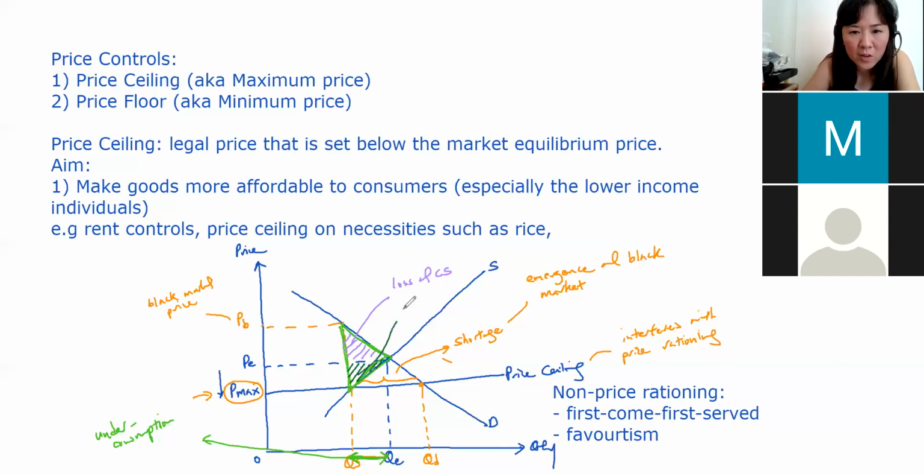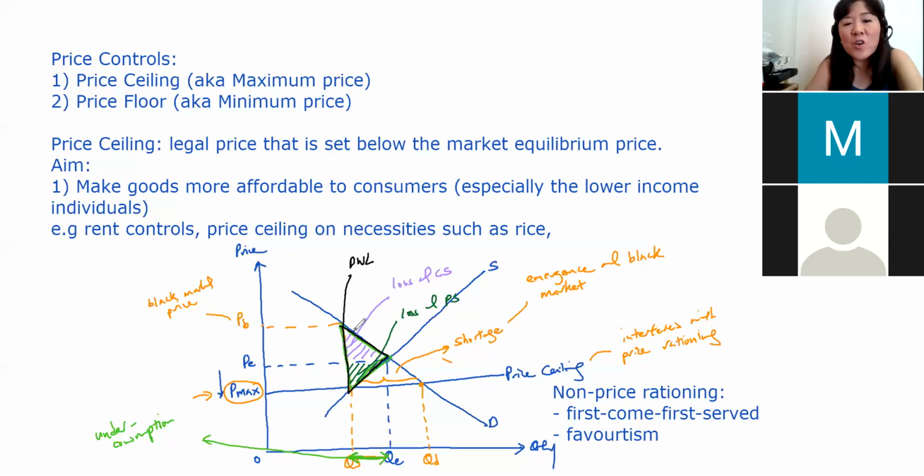Okay, so this is the loss of producer surplus. You can view it that way. So in totality, this would have been the deadweight loss that arises from the price ceiling. Is this fine?